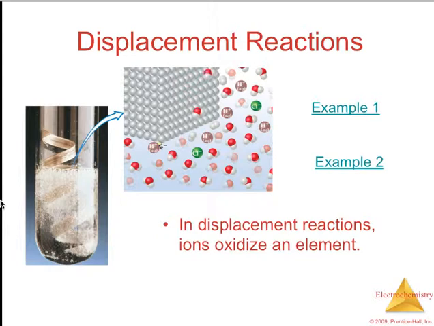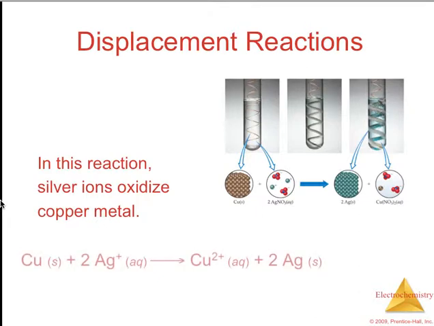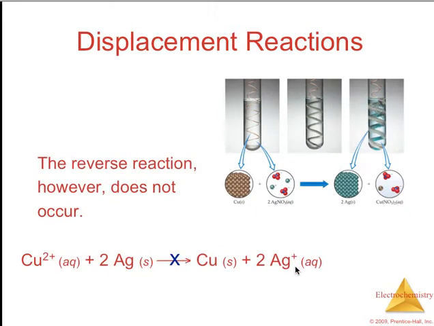Okay, so displacement reactions, also known as single replacement. They oxidize an element, and the ions then are reduced. I'll put up the little videos separately. If we look at this reaction here, I've got copper metal and silver ions reacting to form the copper ion and the silver metal. The reverse reaction doesn't happen though.